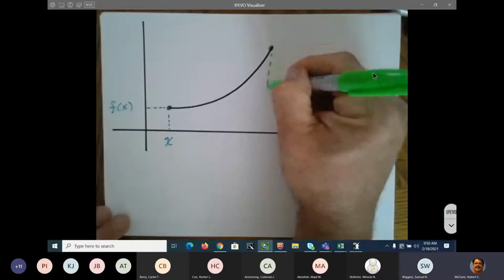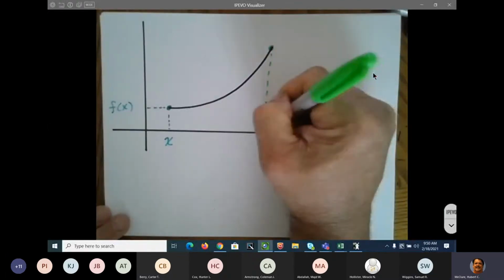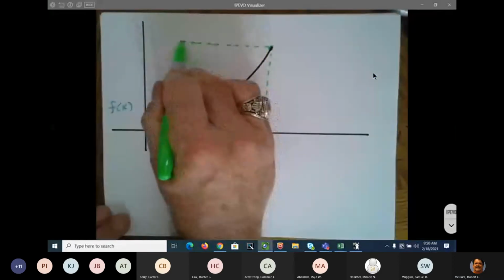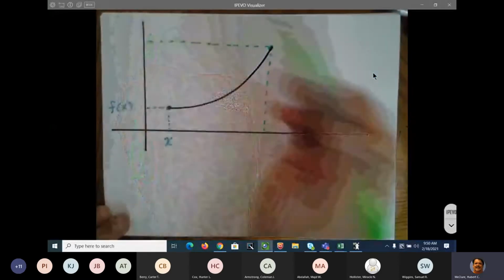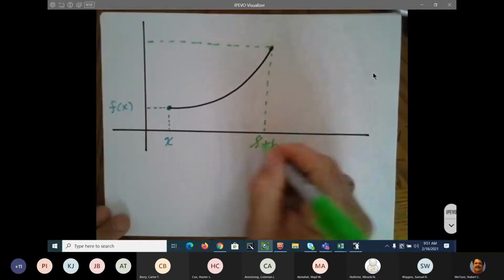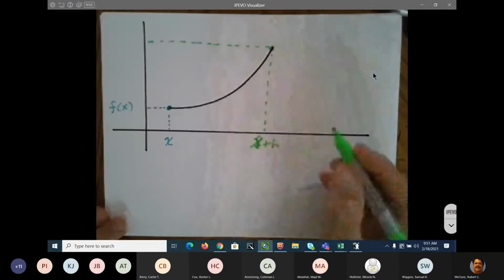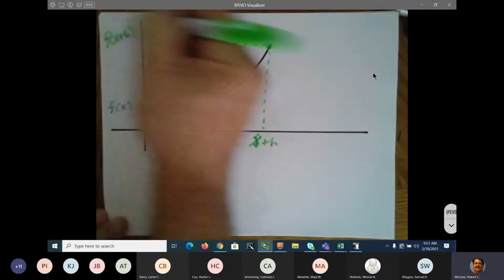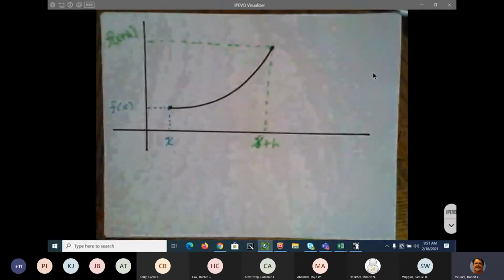All right, and this green line or green point is going to be x plus h. And this is going to be f of x plus h. Now, I told y'all that if you connect these two, that's called the secant line.